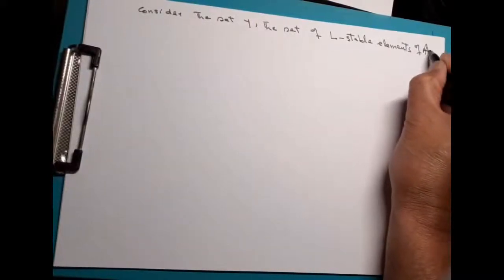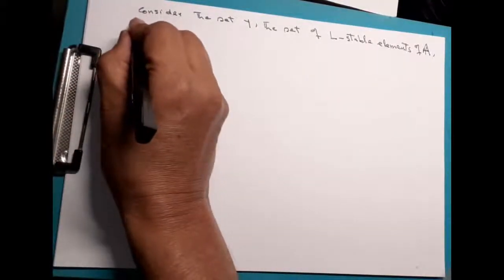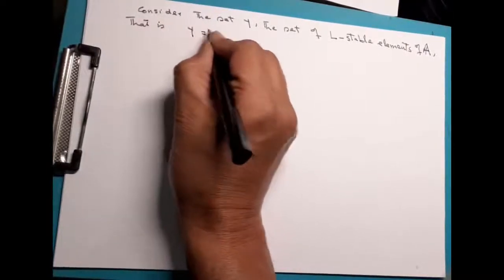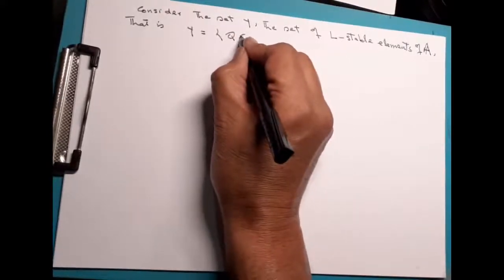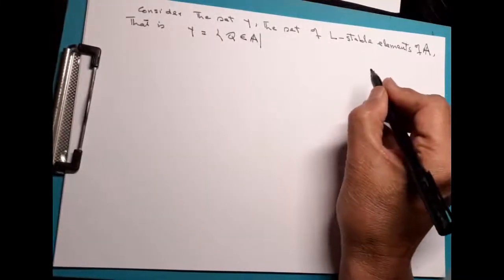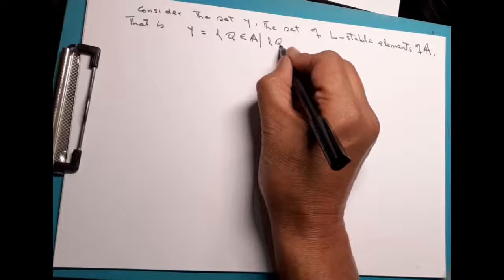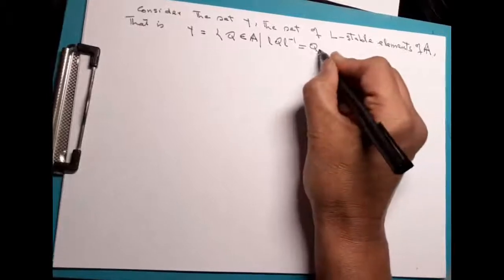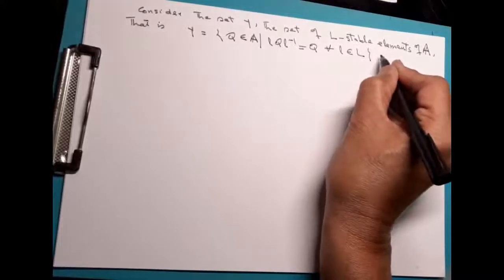Because L is acting on A, we consider L stable elements of A, and let's write what these elements are going to be. So Y is going to be those elements of A such that when we act elements of L on this particular element Q, this is the group action, we obtain Q. This is for all L belonging to L. So this is the set of L stable elements of A, Y.